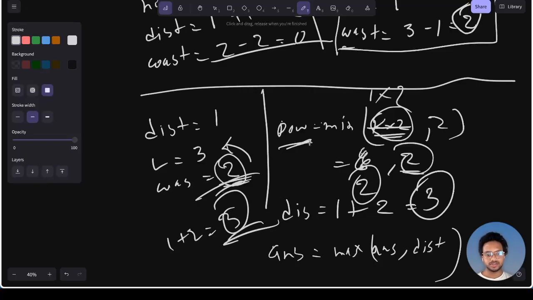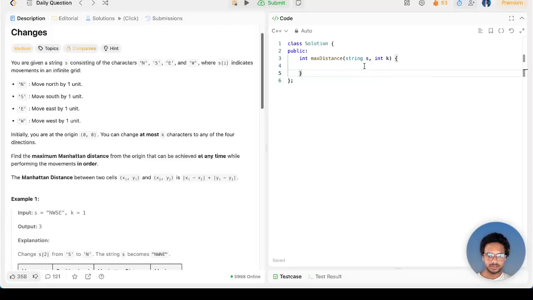I hope you got the explanation. I tried my best to explain each and every detail. If I do the coding here, what I said, I'll initialize 3 values. One will be vertical, 0. One will be horizontal, which is 0. And my answer will be 0 again.